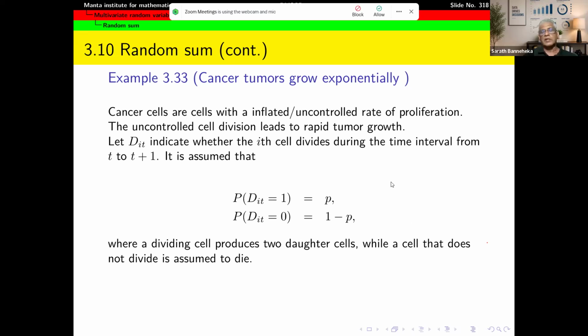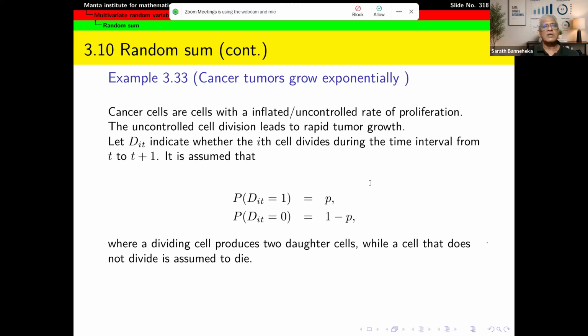Now we will look at another interesting question, a little bit more complicated also. Here also we are going to look at the sum of a random number of random variables. We are going to look at the number of cancer cells, starting with a given number of cancer cells. What will be the number of cancer cells after a given period of time, T?